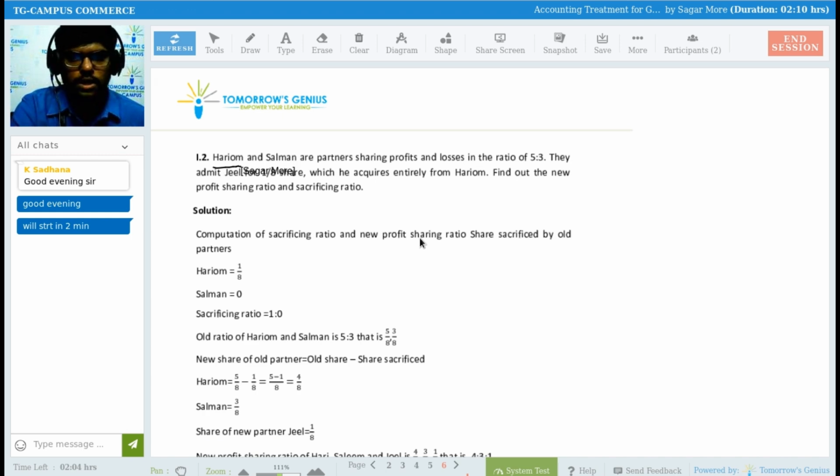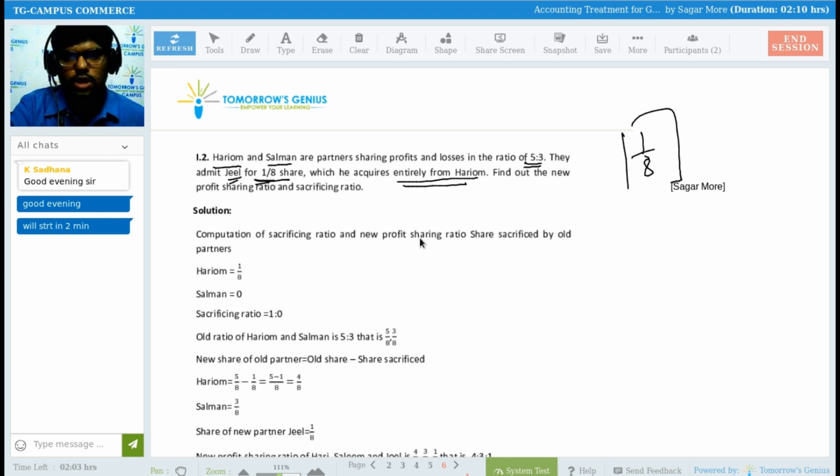See here, Hariom and Salman are partners sharing the profits and losses in the ratio of 5:3. They admitted Jeel for 1/8 share, which he acquires entirely from Hariom, right? So here, who is the sacrificing partner? Hariom is the only sacrificing partner. And how much sacrifice is done by Hariom? It is 1/8, because Jeel's profit sharing ratio is 1/8. So 1/8 is the sacrifice done by Hariom.